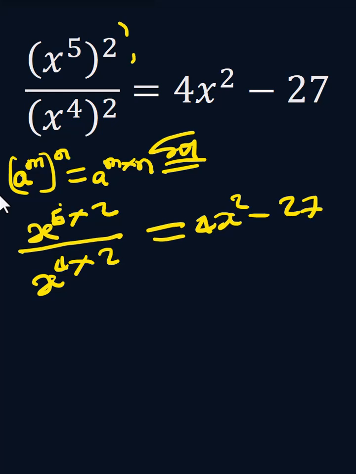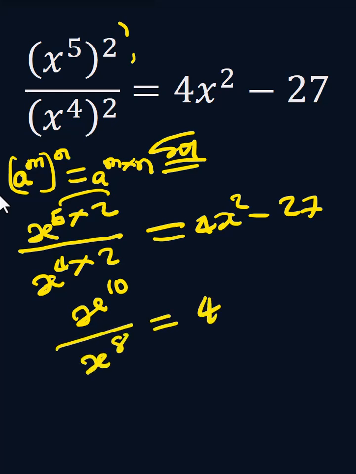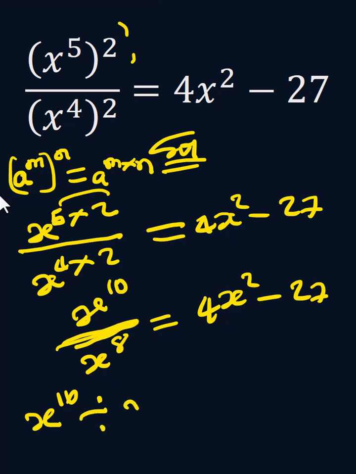So if we multiply 5 by 2, now you get 10. So in the numerator, we have x raised to the power 10. In the denominator, we have x raised to the power 8. This is equal to 4x squared minus 27. To make it very easy for you, in the numerator we have x raised to the power 10. This line means division, so I'll stop using the line and write divided by the denominator x raised to the power 8. This is equal to 4x squared minus 27.